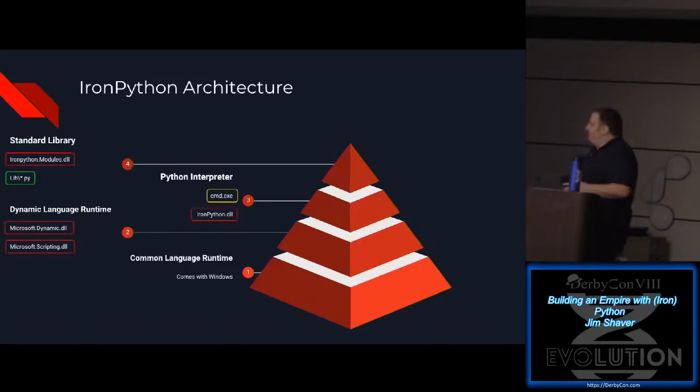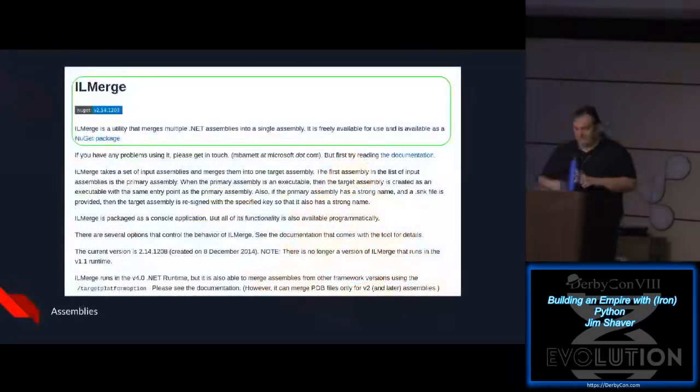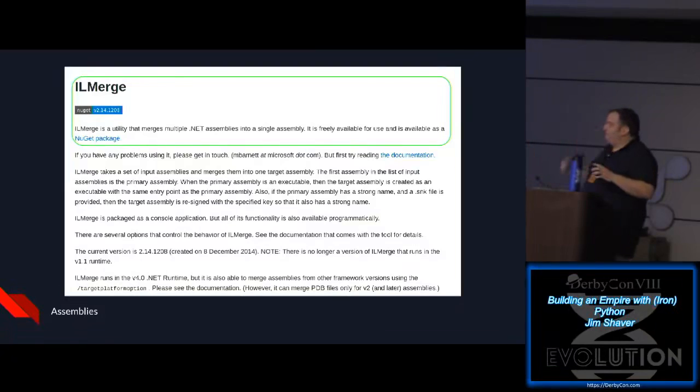Next up, we're going to look at these 4 DLLs: IronPython.Modules, IronPython.dll, and the 2 DLLs that make up the Dynamic Language Runtime, okay? And we're going to deal with them all in the same way, okay? So the first way that I looked at was doing this with ILMerge, okay? And this has been used by C# developers for years. It was made by Microsoft, and I don't think they like that they made it, but they did open source it.